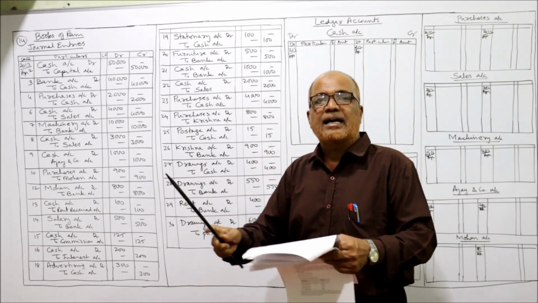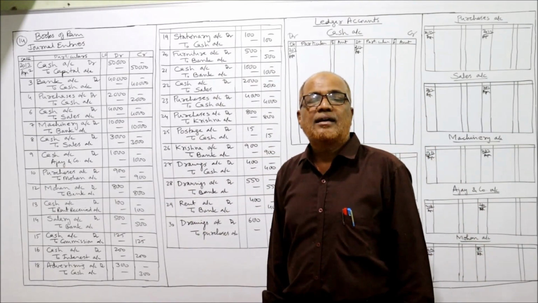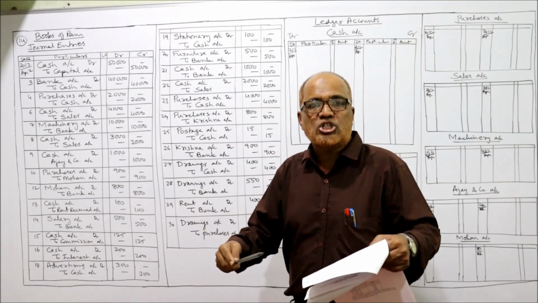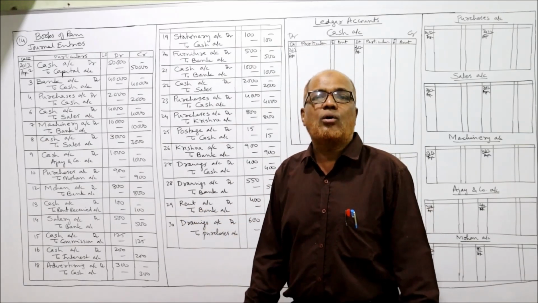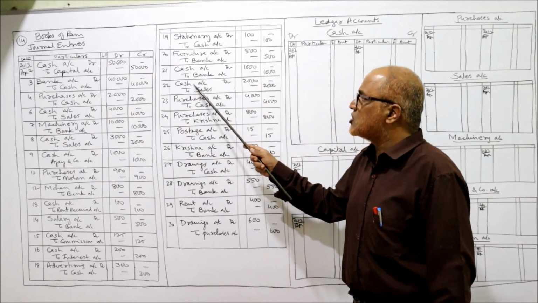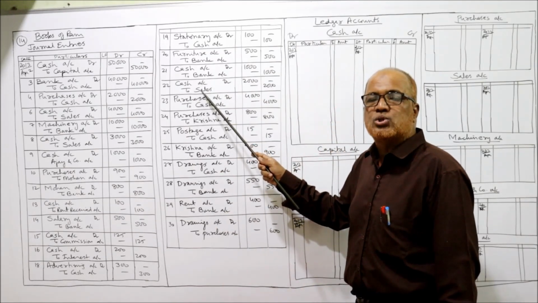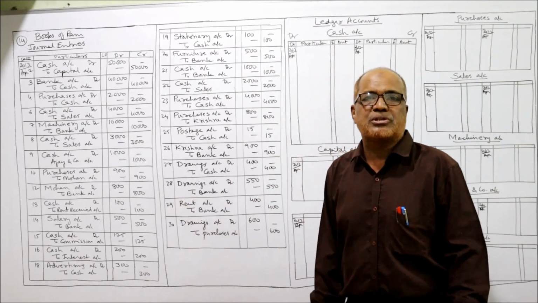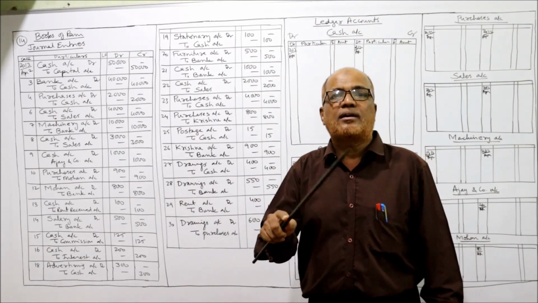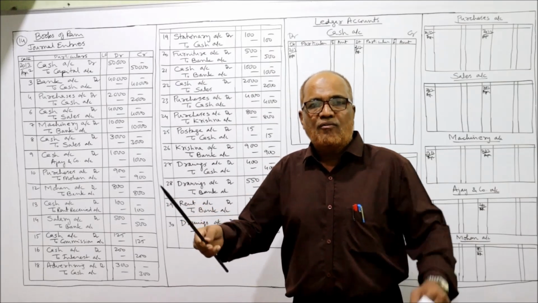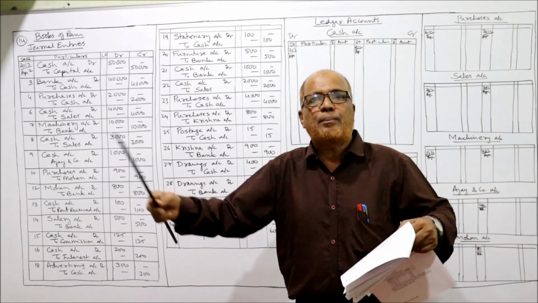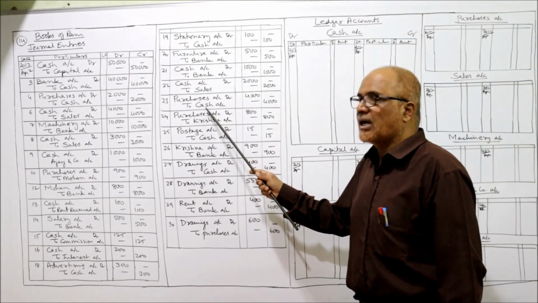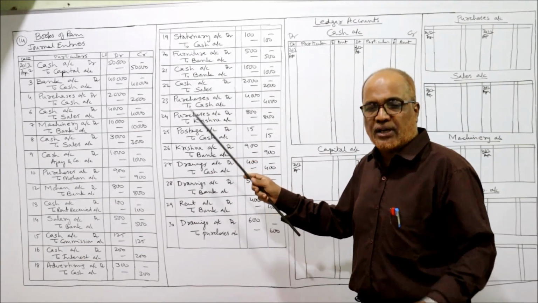Then 22nd, cash sales. Cash sales means goods sold for cash. We are receiving cash, so cash account debit to sales, being goods sold for cash. 23rd, cash purchases. Purchases account debit to cash. Cash is going out. When we purchase the goods, we make the payment, so cash account should be credited. Purchase account debit to cash, being goods purchased for cash.